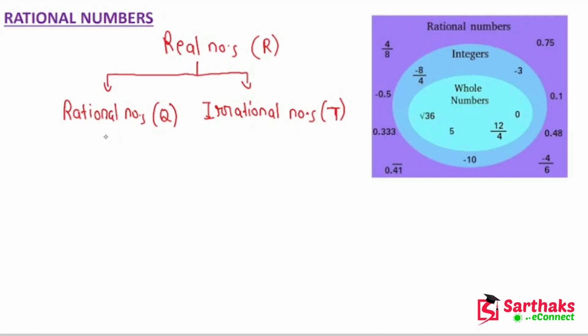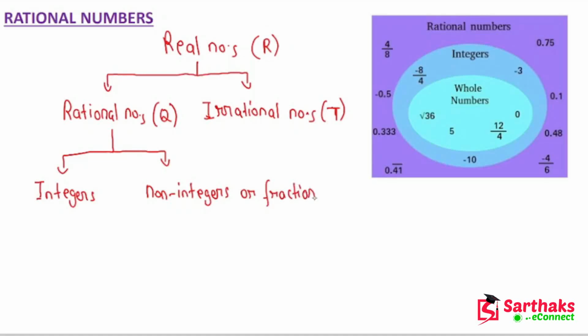Okay. Now these rational numbers are also classified into two parts, which are integers and the second one, non-integers. Now what are non-integers? Which are not exact. That is, sir, they are fractions. Yes, fractions. You can also call them decimals, because ultimately a fraction can be converted into a decimal if we divide the numerator by the denominator, right? So these are the classification of rational numbers.